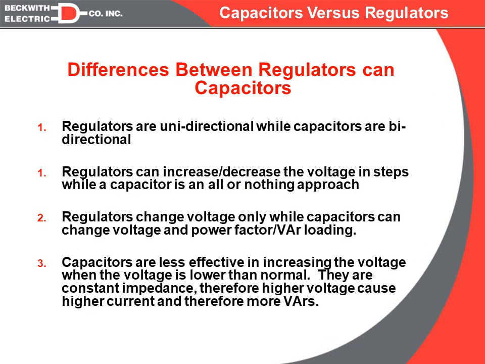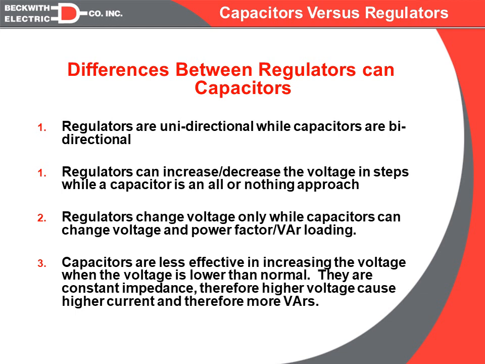So, the differences between using a regulator or LTC and a capacitor to regulate the voltages are as follows. Regulators are unidirectional. Again, they only affect the voltage on the load side of the regulator or LTC, while capacitor banks are bidirectional. When a bank closes, it affects the voltage on both sides of the bank. Secondly, the regulator can increase or decrease the voltage in multiple steps, where a capacitor bank is all or nothing.